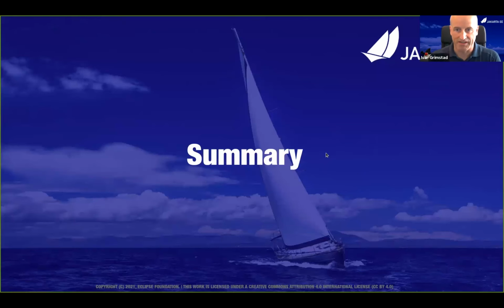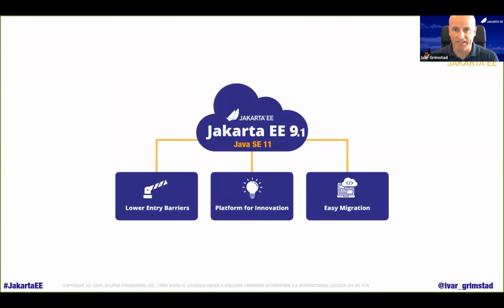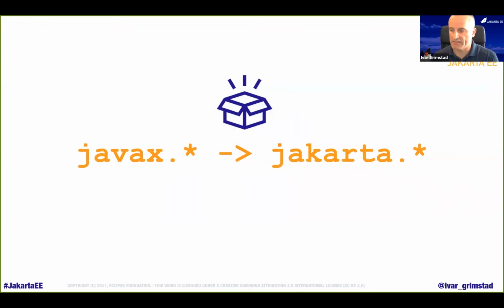So let's sum up a little. We have Jakarta EE 9.1 that supports Java SE 11. It's out there. You can use it today. There are 5 different implementations, and they were available from day one when we launched Jakarta EE 9.1. And that shows that we have succeeded with the lower entry barriers. The javax to jakarta namespace change is a part of Jakarta EE 9, and you have to handle it somehow.